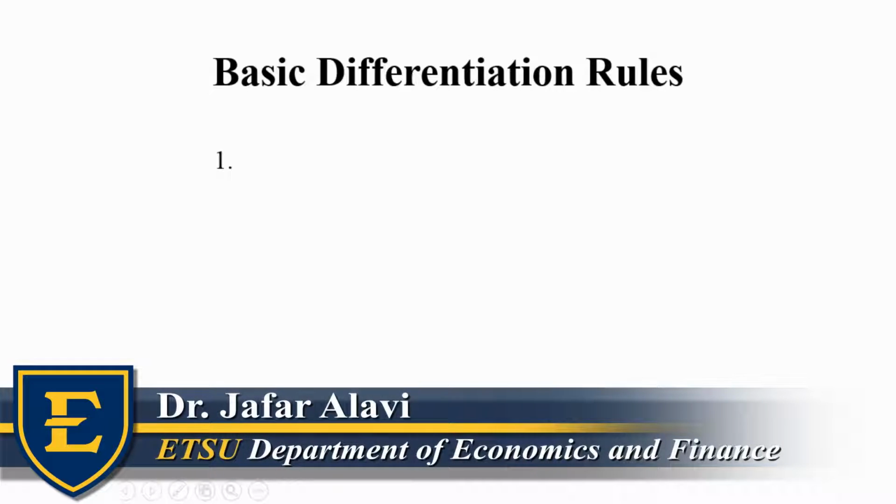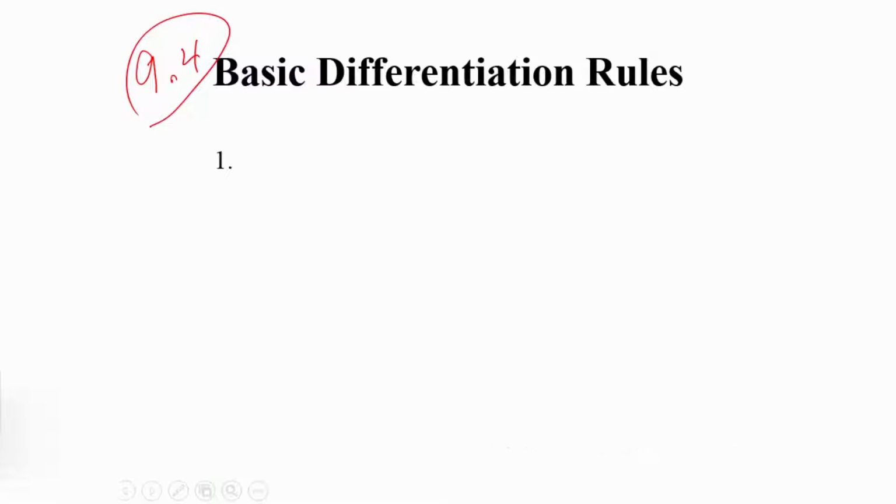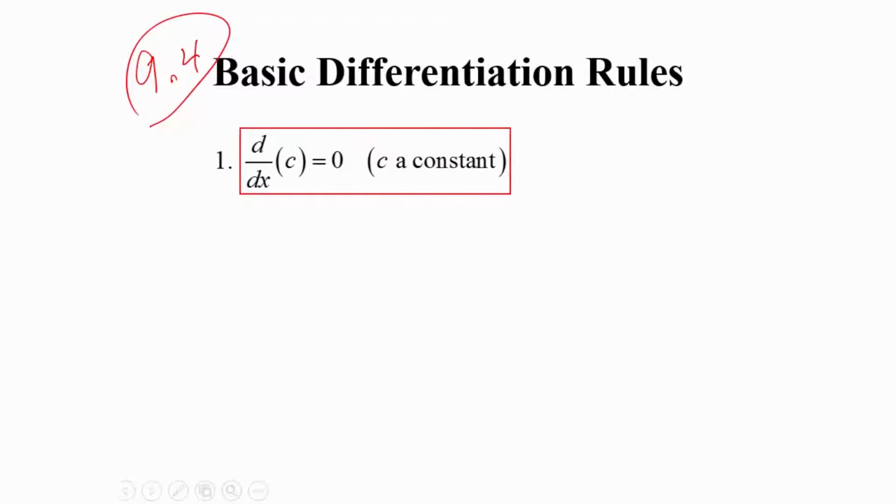Section 9.4, basic rules of differentiation. The first rule of differentiation says that the derivative of a constant is equal to 0. Derivative of a constant is equal to 0. And here is the reason.